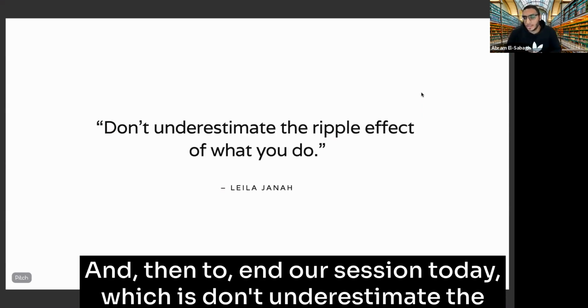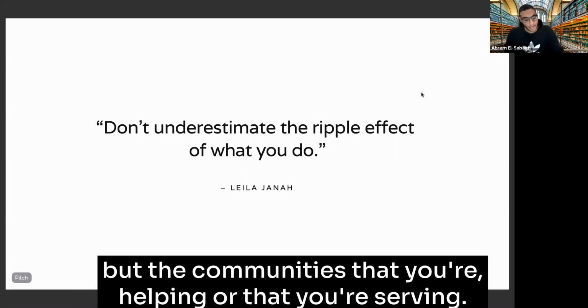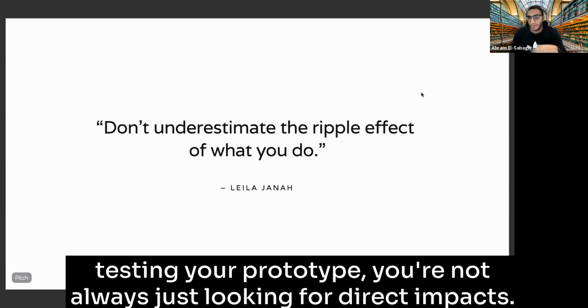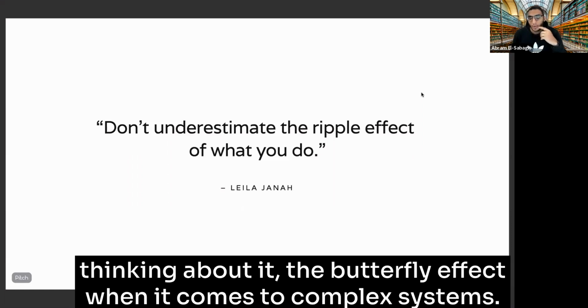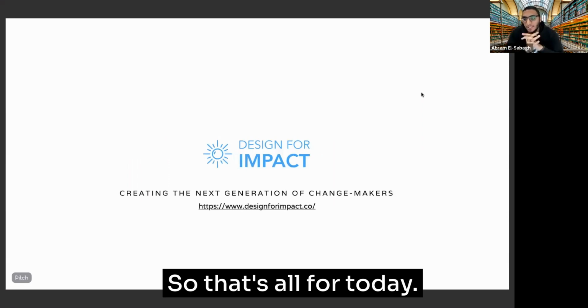And to end our session today: don't underestimate the ripple effect of what you do, both in terms of your direct community, but also the communities that you're serving. It's important to keep that in mind, because when you're testing your prototype, you're not always just looking for direct impacts, but also indirect impacts. Again, think about the butterfly effect when it comes to complex systems. So that's all for today.